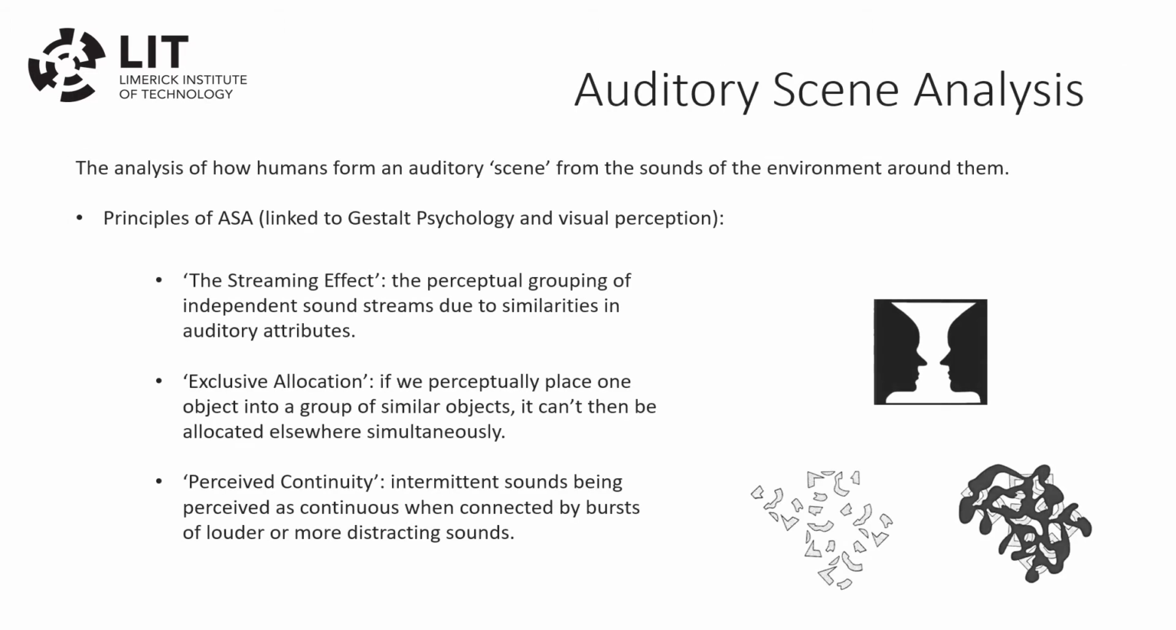And in terms of auditory scene analysis, we were looking at the streaming effect, i.e. stream segregation, and exclusive allocation, where if we perceptually place one object in a group of similar objects, it can't then be allocated somewhere else. As well as perceived continuity, where intermittent sounds are perceived as continuous when connected by bursts of louder or more distracting sounds. And this is stuff that Bregman has tied to visual perception.